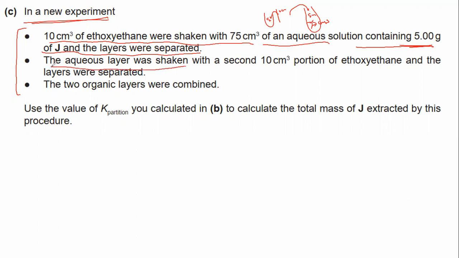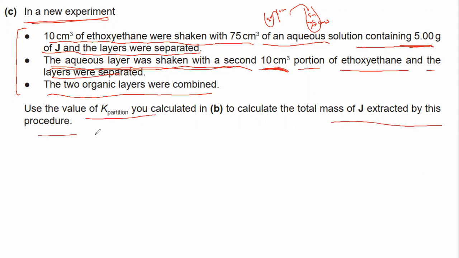The aqueous layer was shaken with a second 10 centimeter cubic of ethoxyethane, and layers were separated. The two organic layers were combined. Use KPC to calculate total mass extracted in this procedure. Quite a confusing procedure. So here, guys, we need to know what is the amount of G extracted into the ethoxyethane.